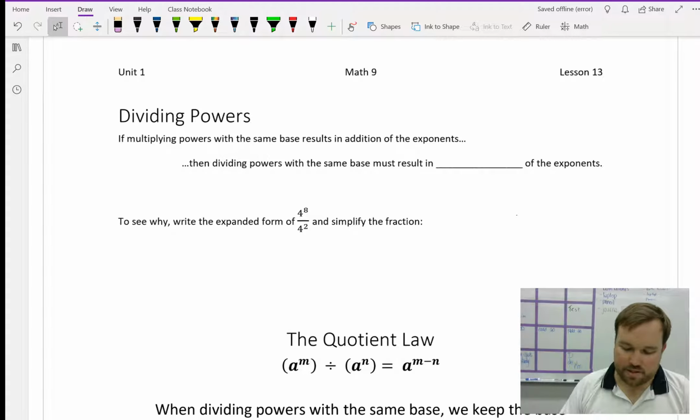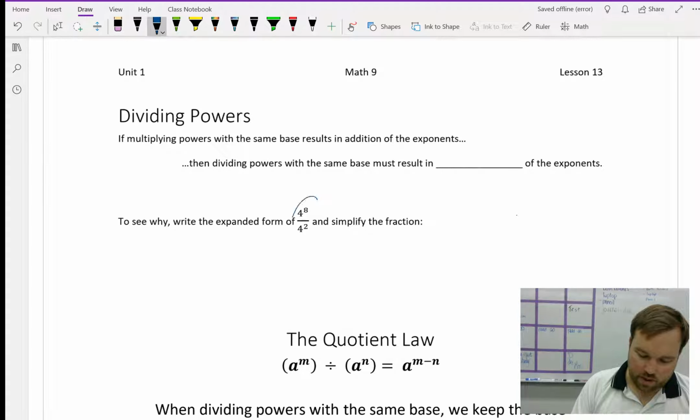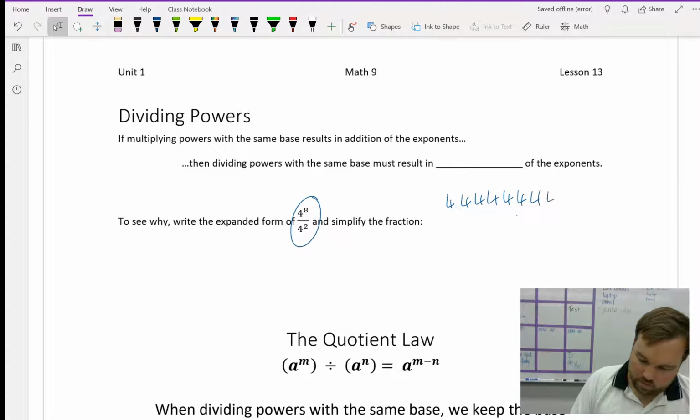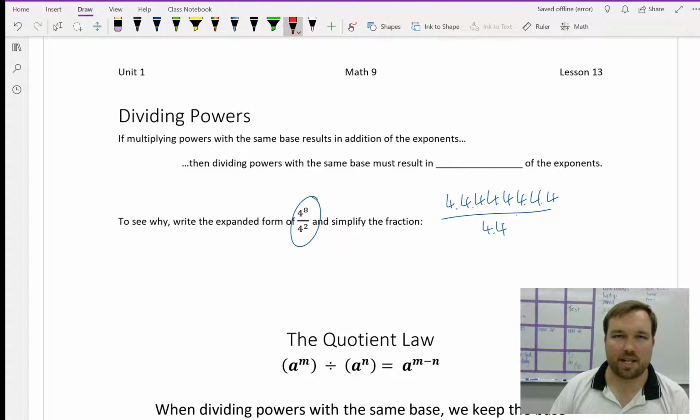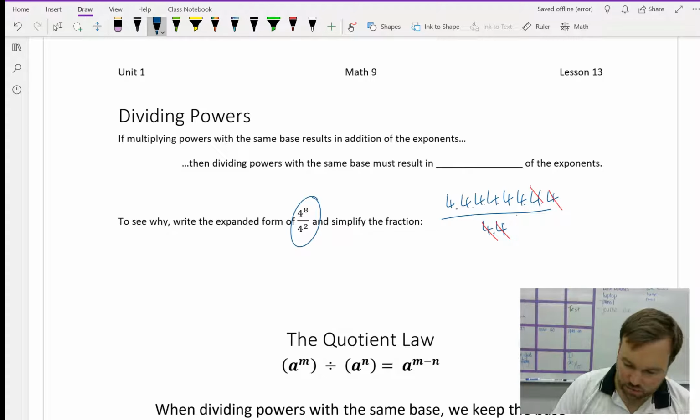These must have the same base. So here, if we wrote that out, there would be 8 4's on the top in expanded form, dot, dot, dot, over 2 4's. And you may remember with simplifying fractions, if we had common factors, meaning numbers that appeared in multipliers on both top and bottom, we can cancel them out. A 4 for a 4, a 4 for a 4. What that leaves us with is 6 4's on the top, 4 to the power of 6.